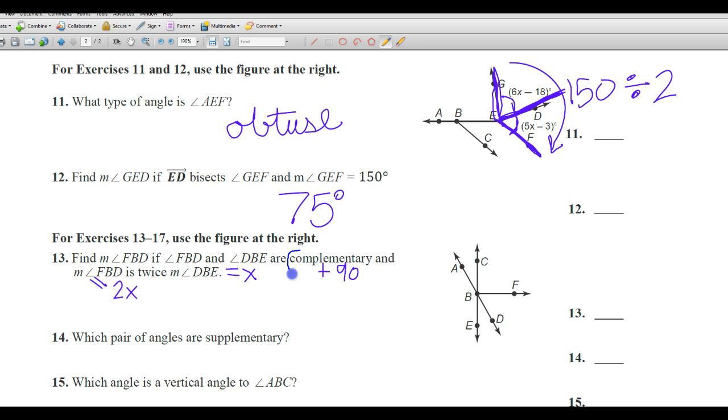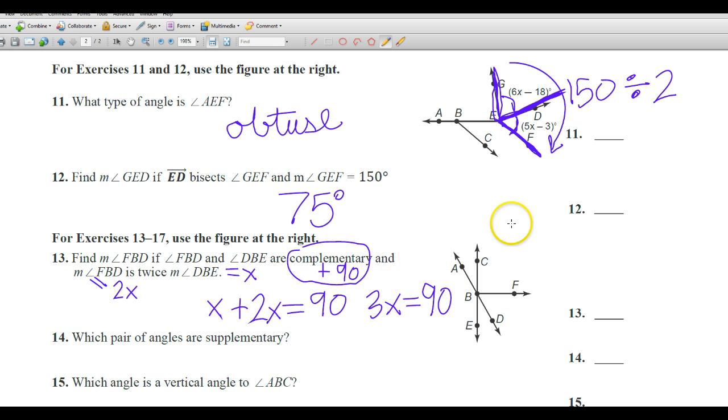Since the angles are complementary, then that means if I add them together, so if I take x and 2x, I should get 90. So we solve this equation, combine like terms, we get 3x is equal to 90. We divide by 3, x is equal to 30, and then we substitute back in. So the measure of FBD is equal to 2x, or 2 times 30. So my answer is 60 degrees.